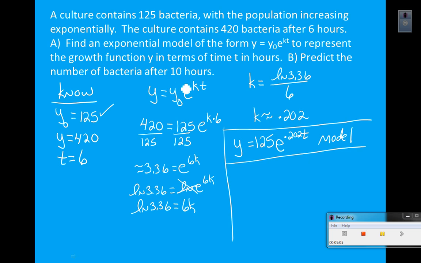And then, of course, to answer the second part of this, predict the number of bacteria after 10 hours. I'm going to have 125 e to the 0.202 times 10. I ran that through my calculator already, and I got about 942 bacteria. But that's going to be our goal today. That was kind of an easy one. I got another easy one coming your way, I think. But that's how we're going to attack it.